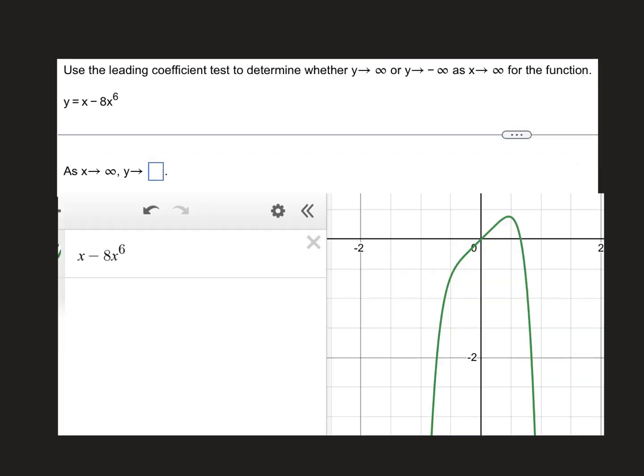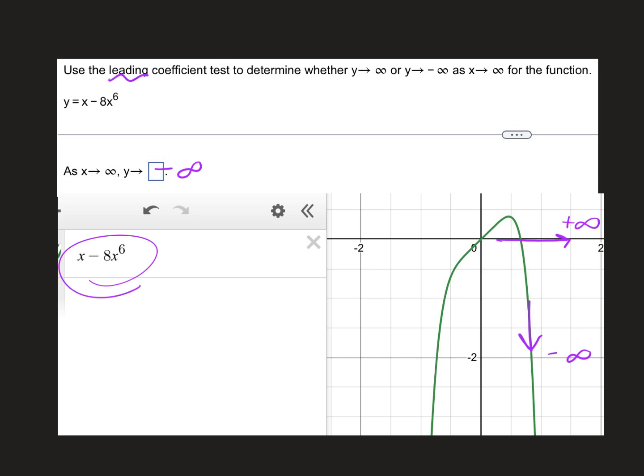Okay, this one, I'm going to use the leading coefficient, or I'm going to graph it on Desmos. That's why you've got this graph right here. I went ahead and graphed it on Desmos. So as x goes to positive infinity, that's this direction, where does y go? Well, y is going to negative infinity. So you don't have to necessarily do anything other than graph it.